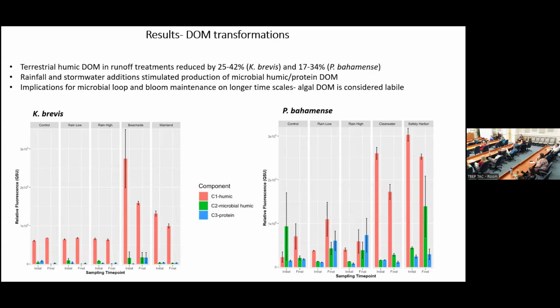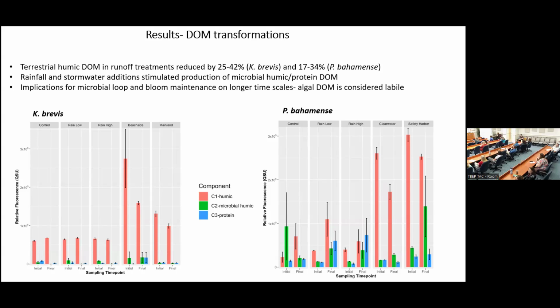And in doing that PARAFAC analysis, we were able to define 3 components of DOM. C1, which is a terrestrial humic-like component. C2 is a microbial humic-like component. So essentially that's humic-like DOM that's more freshly made by microbes. And then C3, which is a protein-like component.